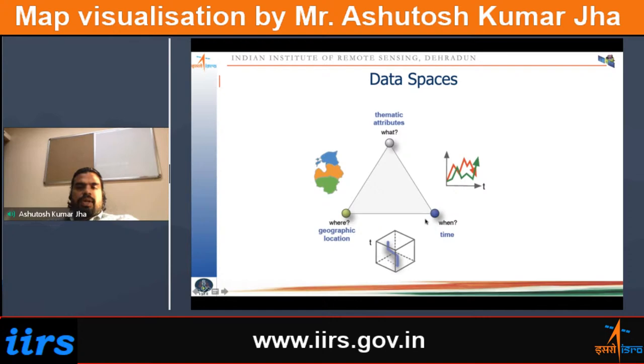We can also have a temporal map, as we have seen. In the case of temporal maps, we need multiple snapshot maps generated for each time period, and then we compare those snapshots to find out specific temporal phenomena.